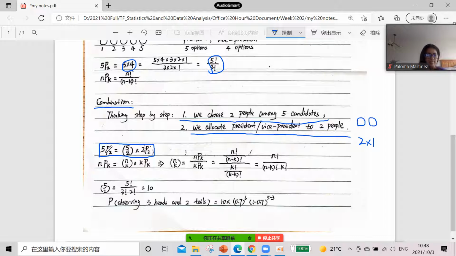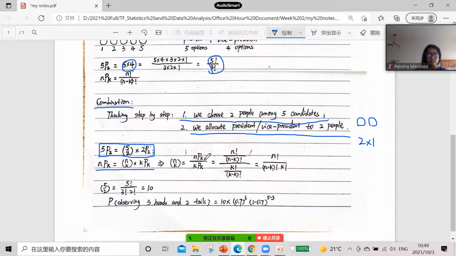It's just simply 5 permutation 2 divided by 2 permutation 2. In general cases, you just mimic the first line, 5 permutation 2, right? In general cases, if that's n permutation k, it's just equal to n choose k times k permutation k. And I can calculate n choose k.